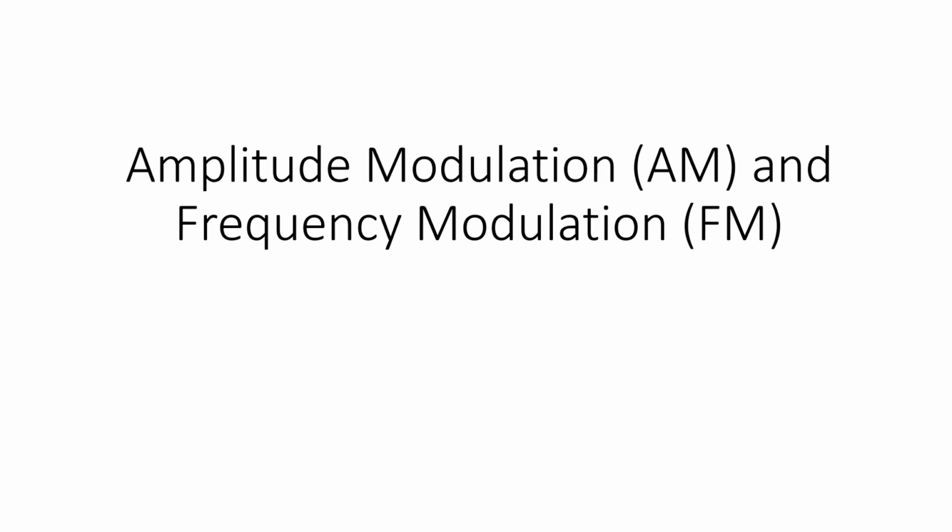Today we are going to talk about amplitude modulation and frequency modulation. Amplitude modulation, called AM, and frequency modulation, called FM, are two primary methods used in analog modulation to transmit information via radio wave. Last week we talked about modulation and why we need modulation during transmission. So now we are talking about two modulation methods called AM and FM.